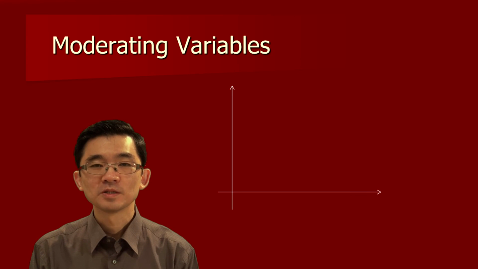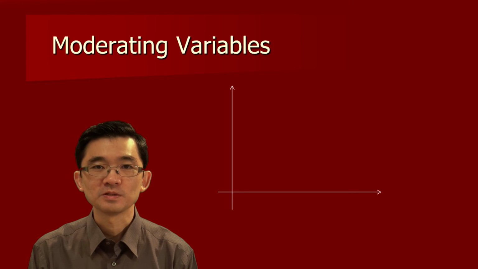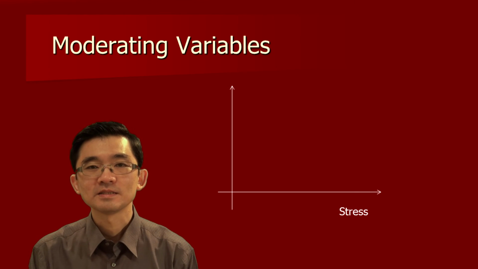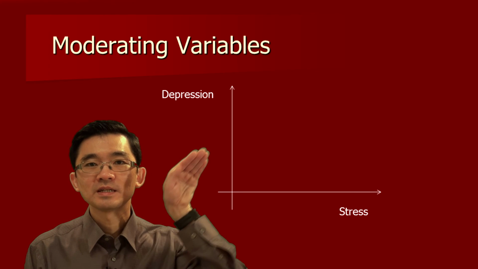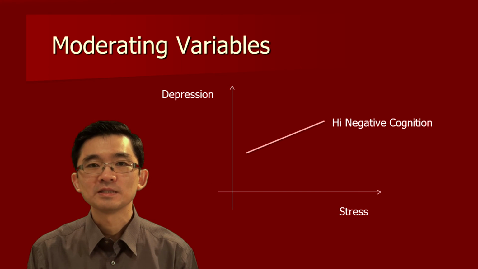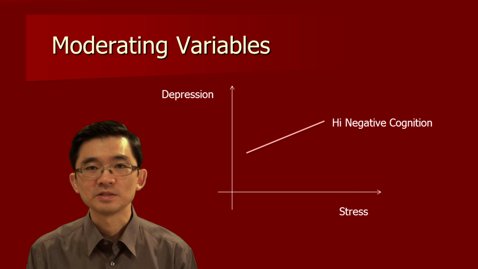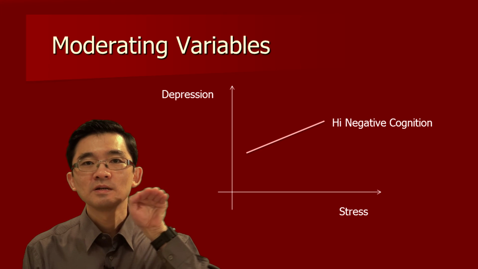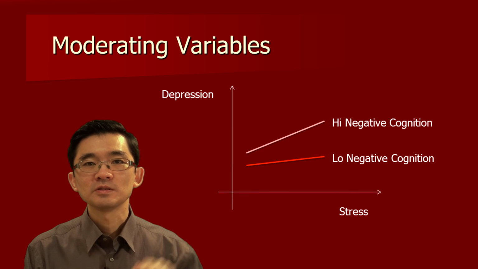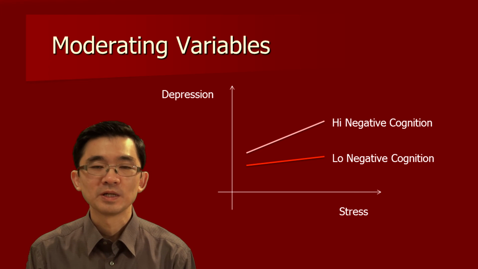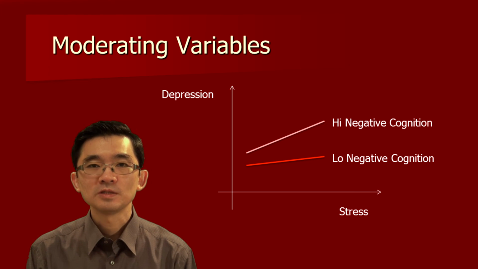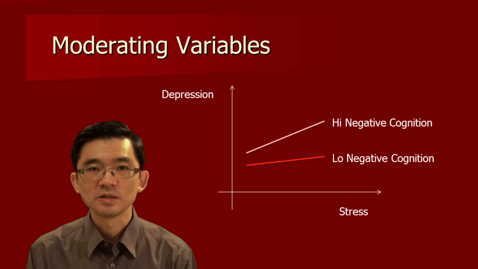Another way to illustrate moderating relationships is by using a graph. So in this graph, you can see the relationship between stress and depression. So stress is on the x-axis and depression is on the y-axis. So in the higher line representing high negative cognition, we see that as stress increases, depression also increases. But in the lower line representing low negative cognition, we see that as stress increases, depression doesn't increase so much. So this graph illustrates how negative cognition moderates the relationship between stress and depression.